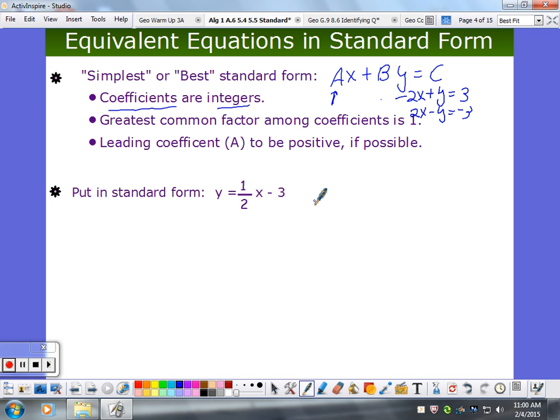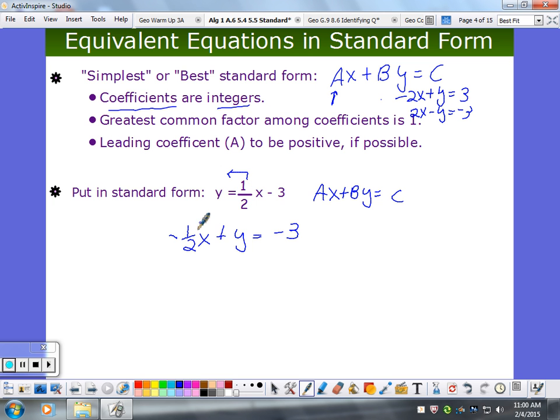It doesn't even look like ax plus by equals c. So what form is this called? Slope intercept. How do I change anything in slope intercept into standard form? I want it on the other side, right? Do I add it, do I subtract it? Remember, when it goes to the other side, the sign will change. So it becomes -12x plus y equals -3.